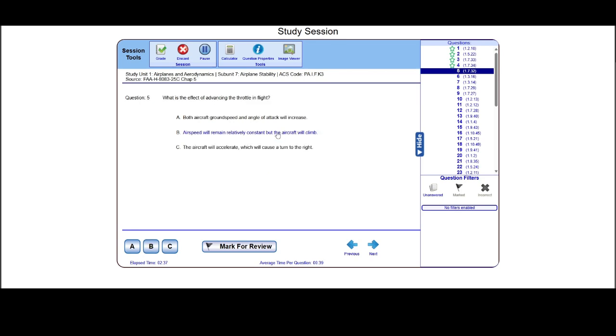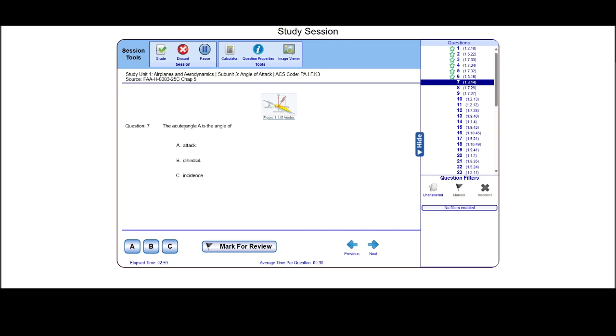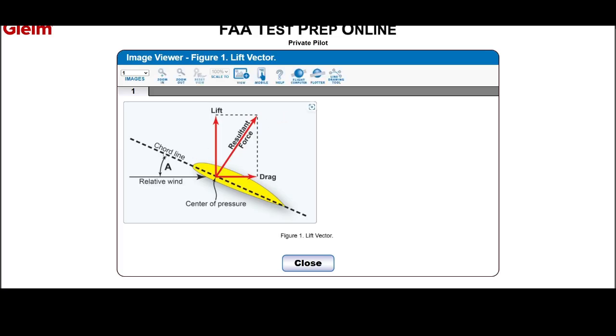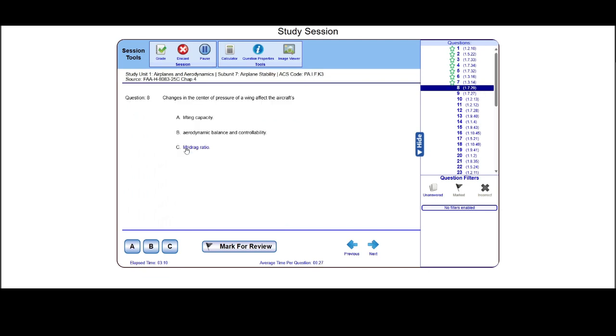What is the effect of advancing the throttle in flight? When you advance the throttle, the airspeed will increase, and the angle of attack will increase from that. The angle between the chord line and the relative wind is the angle of attack. We see angle A is right here: the chord line and the relative wind, that is the angle of attack. Changes in the center of pressure of the wings affect the aerodynamic characteristics.